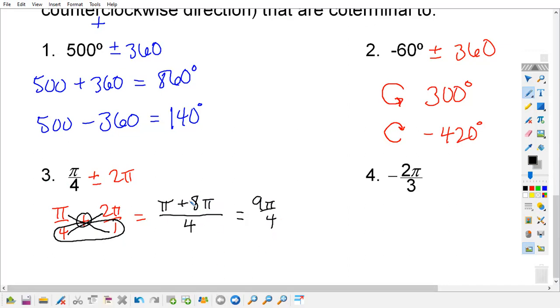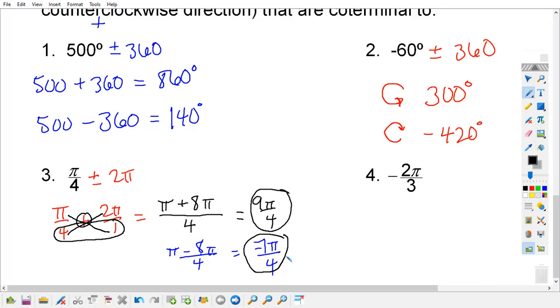So if this is the positive, then by default my negative has to be pi minus 8 pi over 4. Does that make sense? That's an 8. I wrote part of the answer. Let me fix that. There we go. And that's going to give me, what's 1 pi minus 8 pi? Negative 7 pi over 4. So here are my coterminal angles. Doable? Yes.